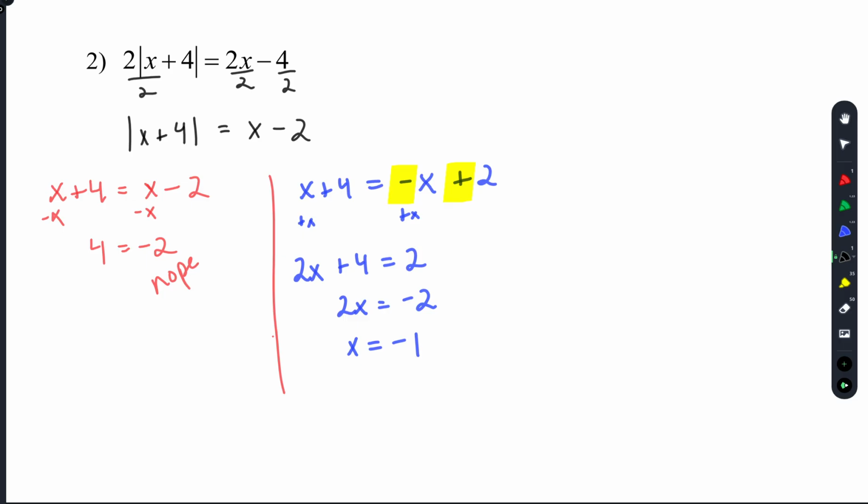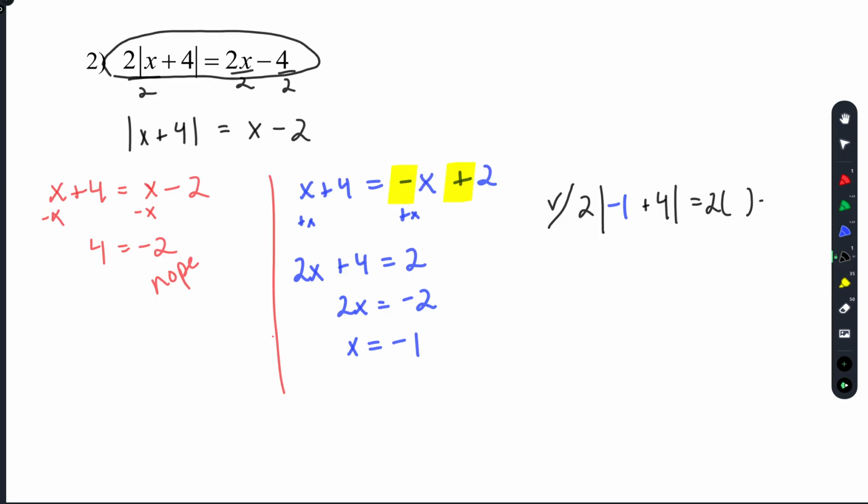So then now we have to only check the negative 1. So plug it into the typed problem. Okay, the typed problem you have to plug in. So it's 2 absolute value of negative 1 plus 4, equals 2 times negative 1 minus 4. So you're going to plug in negative 1, and you're going to simplify both sides. You're not going to be doing any algebra on this. You're just going to be simplifying the left side, simplifying the right side.